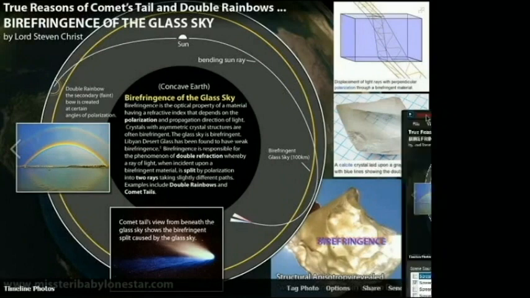So there you go, people. Just another accurate explanation of why things happen the way they do. Double rainbows and comet's tails: the birefringent glass sky.